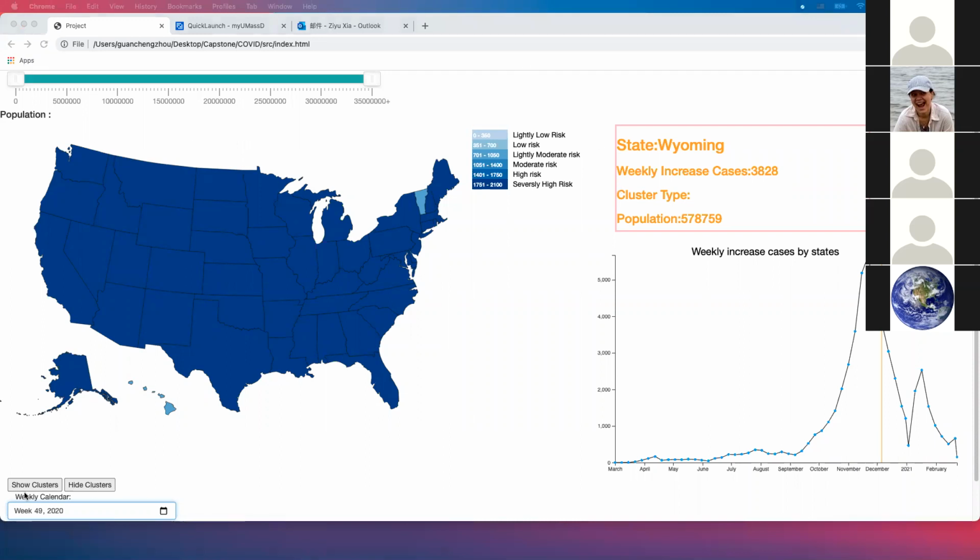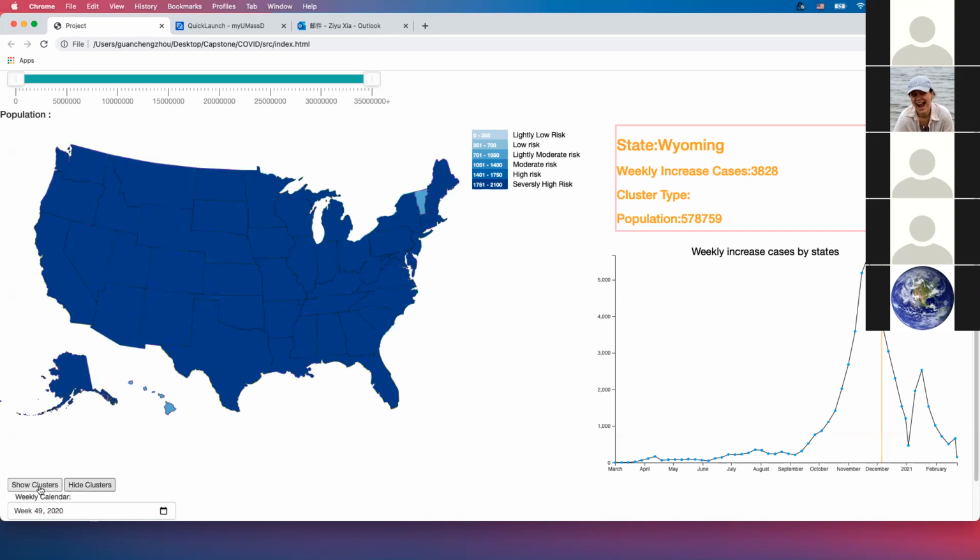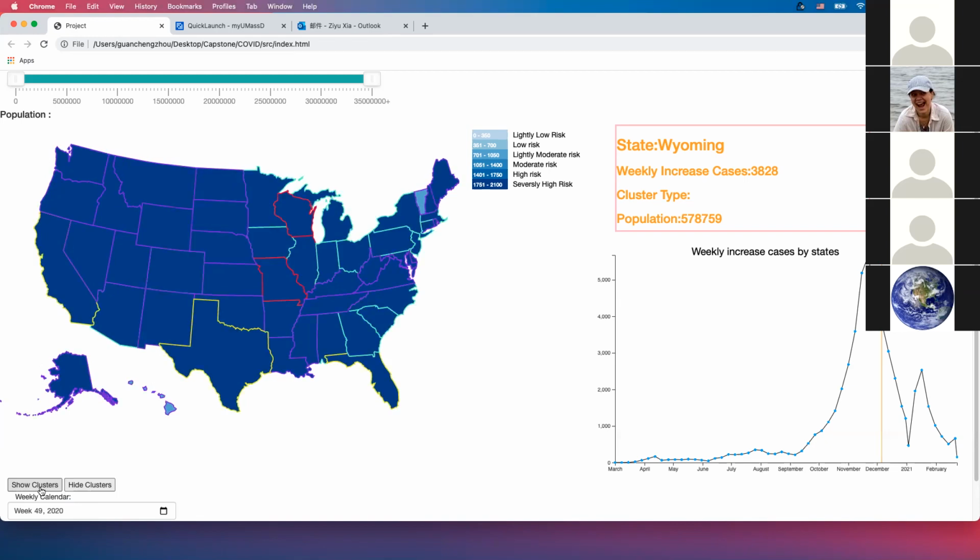With the show cluster button, the outlines of states in the four different clusters are presented as different colors: purple, yellow, red, and aquamarine. Also, the outline could be hidden with the hide cluster button. Another interactive slider is the population slider here.